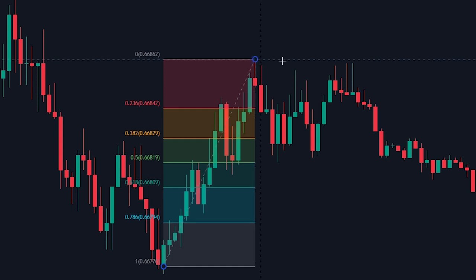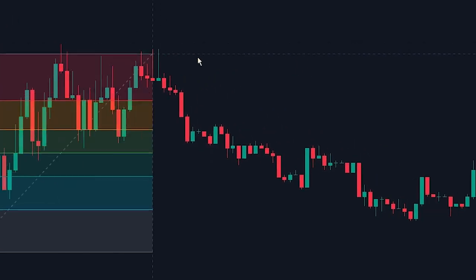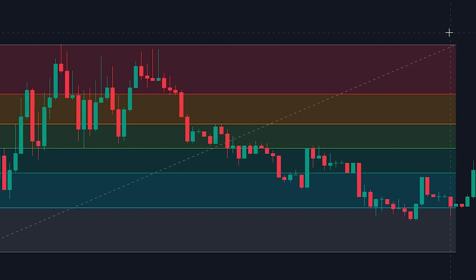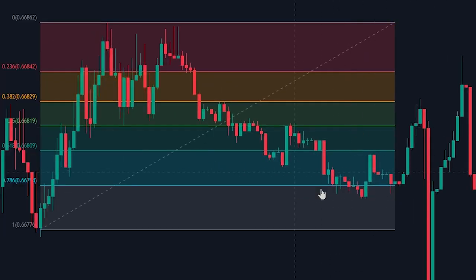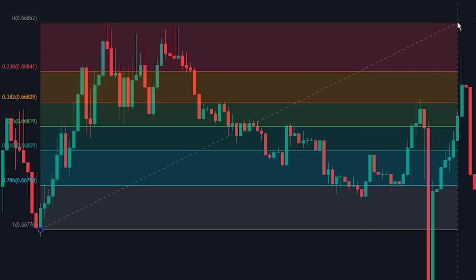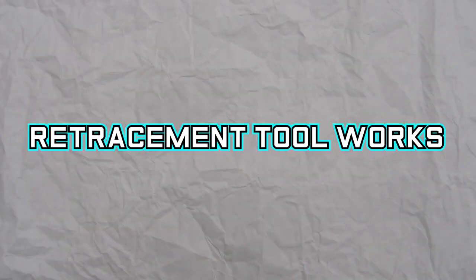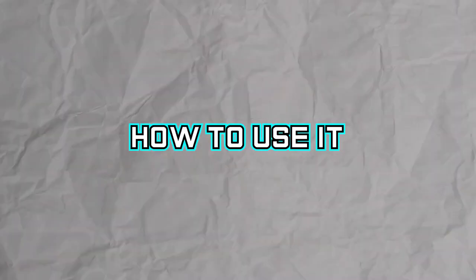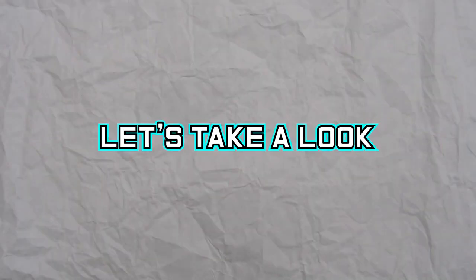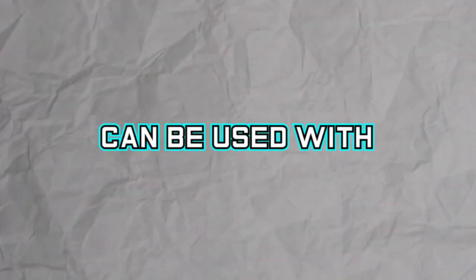As soon as we extend the Fibonacci into the future, we can see that the levels of the Fibonacci no longer provide consistent support. This is because the levels are so close to each other. That's why it's important to not use the Fibonacci retracement on small moves with lower time frames. Now that we know how the Fibonacci retracement tool works, how to use it, how to read it, and when we shouldn't use it, let's take a look at a strategy that the tool can be used with.